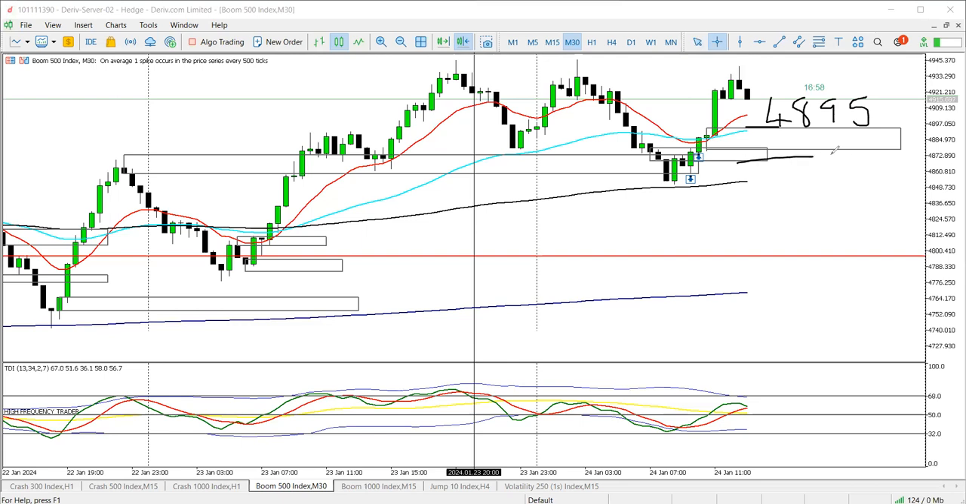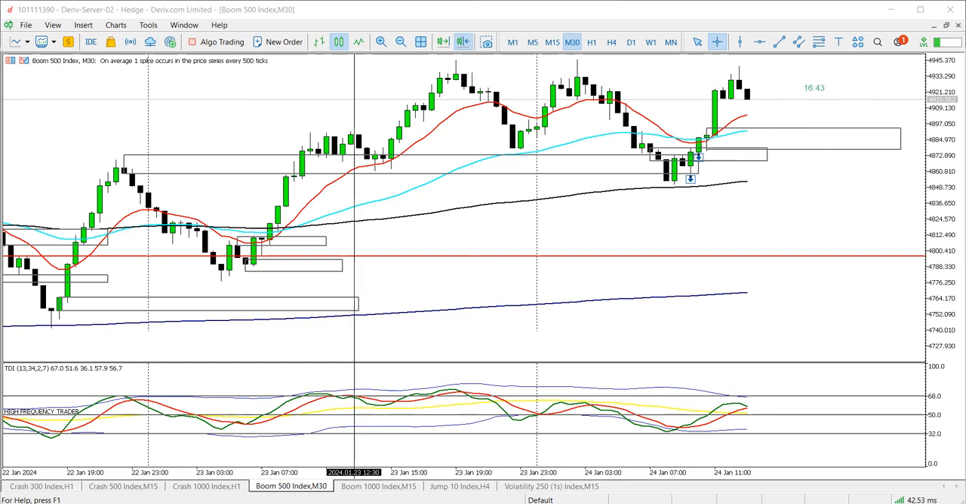Stop loss just below that zone, maybe around 48.65. That's the stop loss. Then you can leave the take profit open because this could be a good move to the upside. So that's my view for B5.